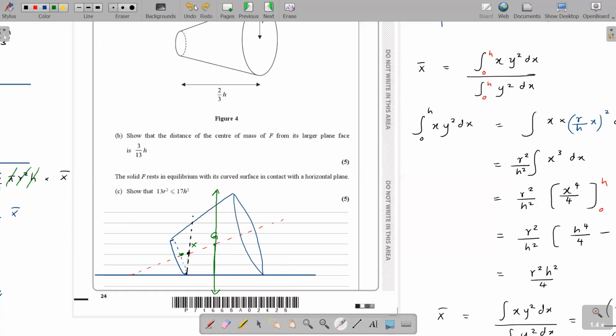While if the G goes to the other side behind X, the normal reaction and G will not act on the same line. Do you agree? Because normal reaction can only act when there's a touch at that point. Okay, so now what we need to do is to get this, show that.